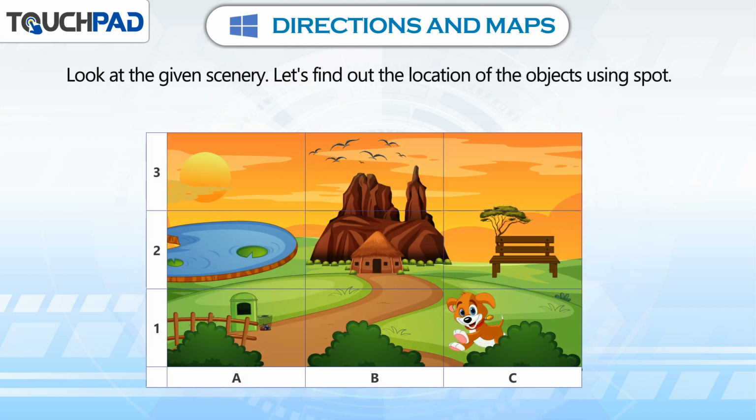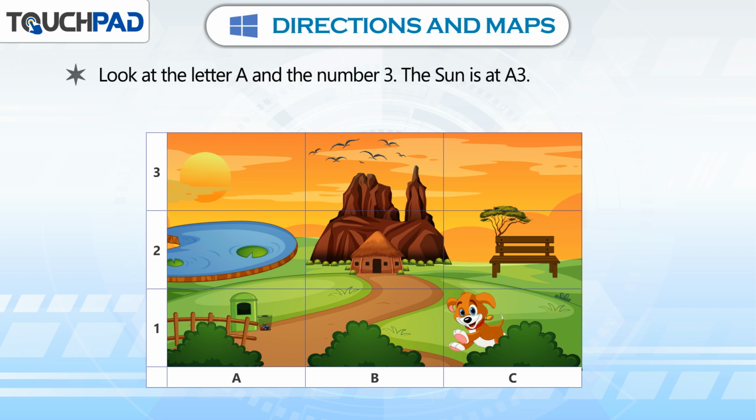Look at the given scenery. Let's find out the location of the objects using spot. Look at the letter A and the number 3. The sun is at A3. Look at the letter A and the number 2. The pond is at A2.